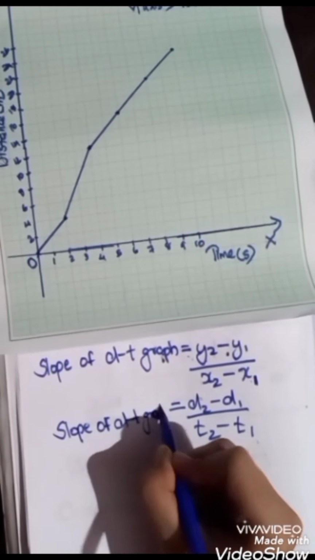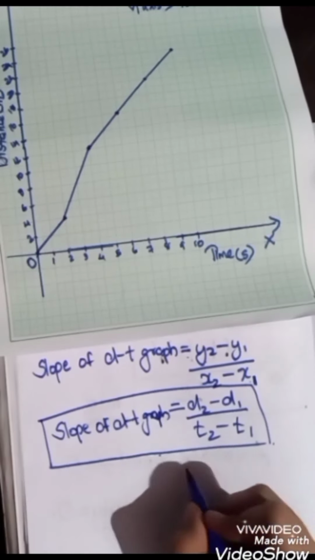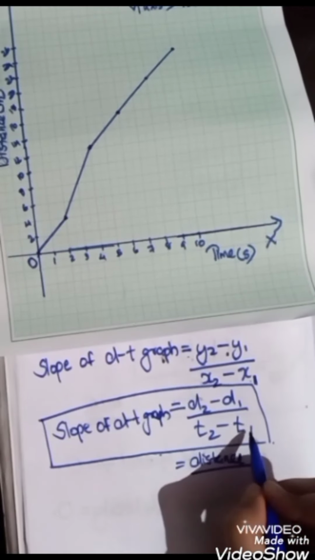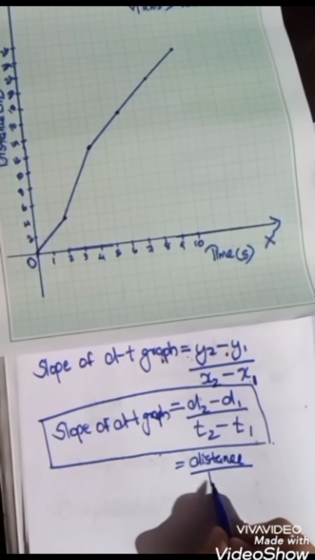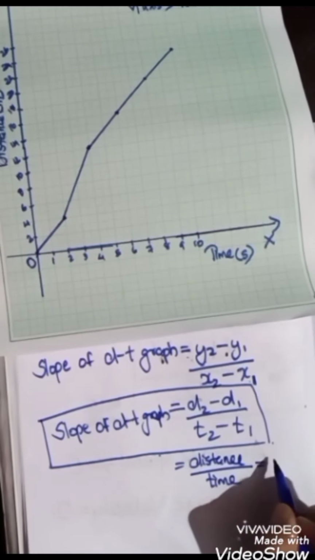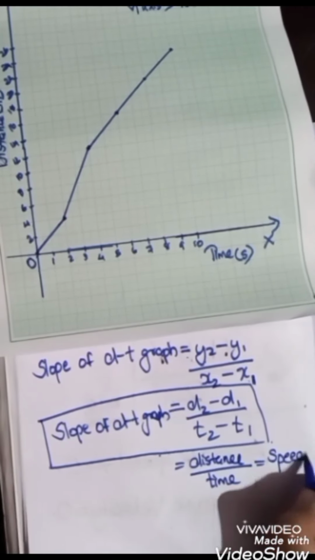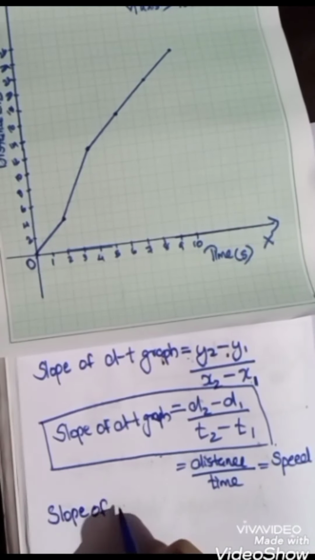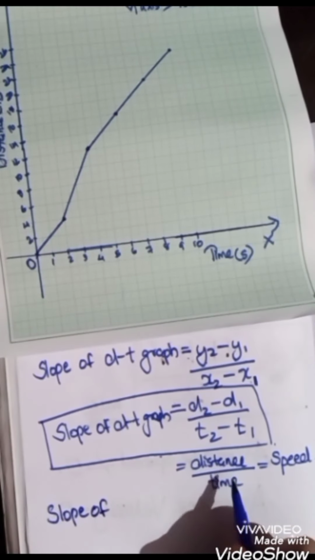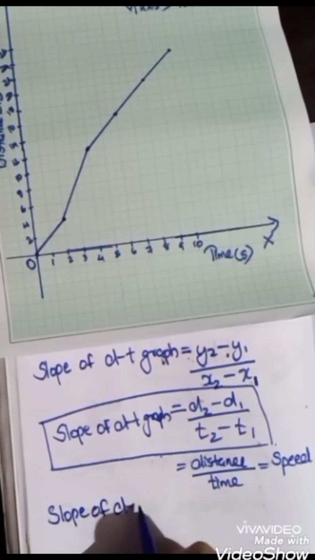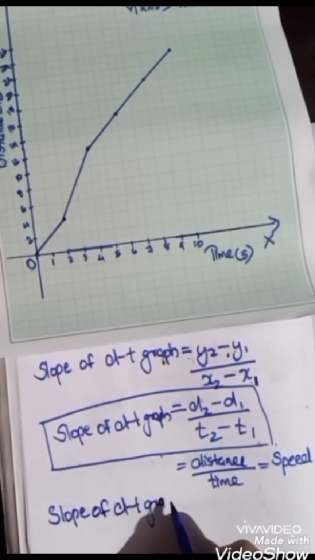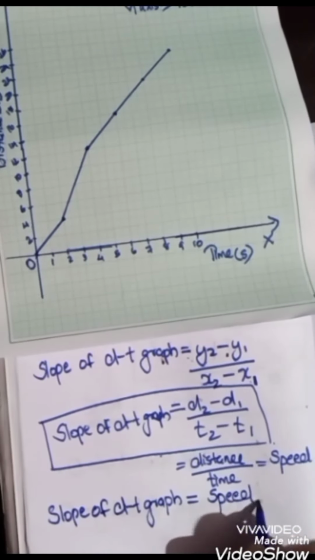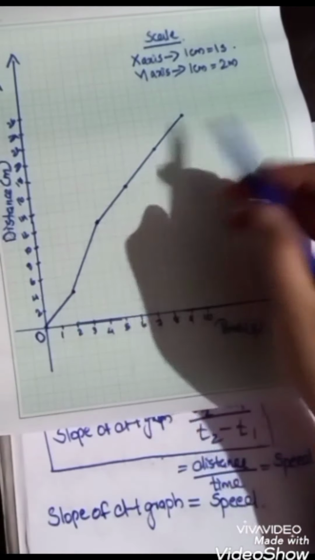So the slope of the dt graph is equal to the difference of distance, which can be written as distance, divided by t2 minus t1, the difference in time, which can be written as time. That is distance by time, which is equal to speed. Here we can say that the slope of the dt graph gives the speed. We already studied distance by time is equal to speed, so the slope of the distance time graph gives the speed of the body.